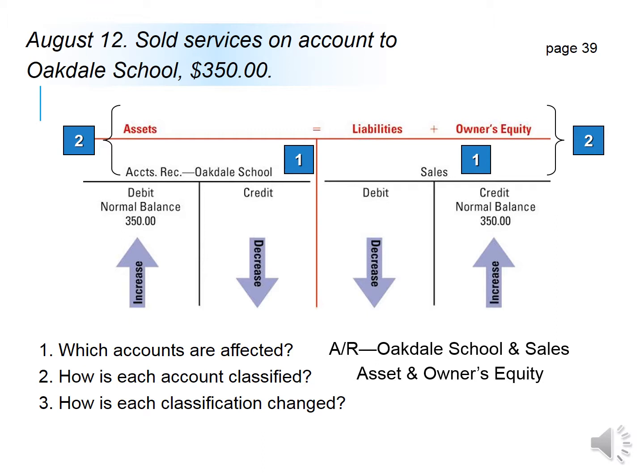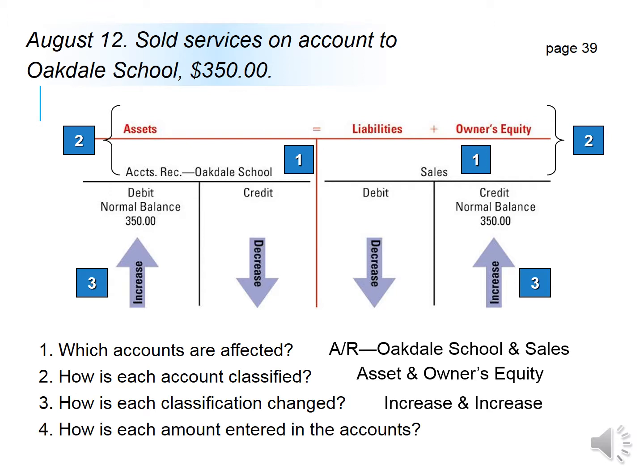How is each classification changed? We are increasing the amount owed to us, so accounts receivable will increase, and our services will also increase owner's equity. So we have two increases. How is each amount entered in the accounts? Our accounts receivable will be debited since it is increasing, and our sales account will also be credited because it is increasing. So we have a debit and a credit.